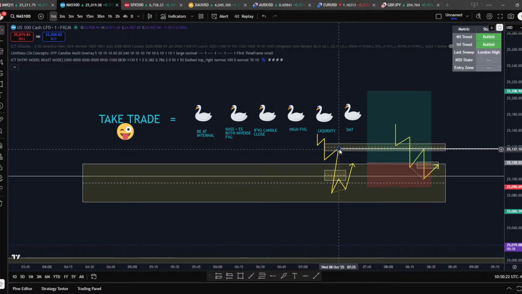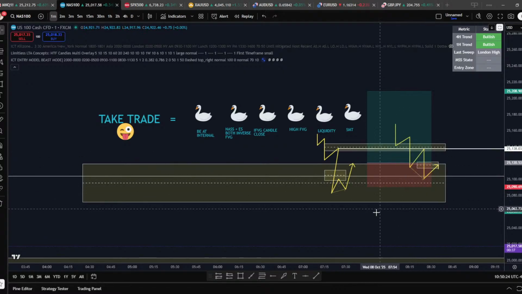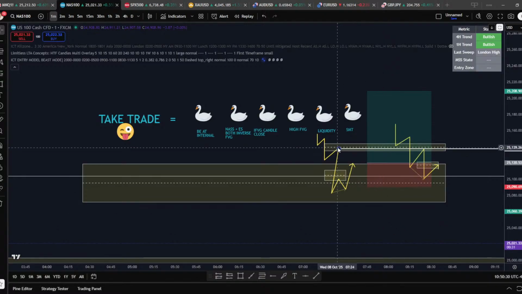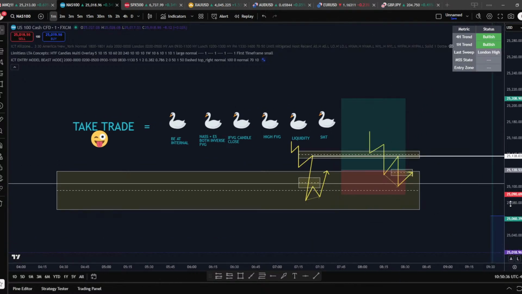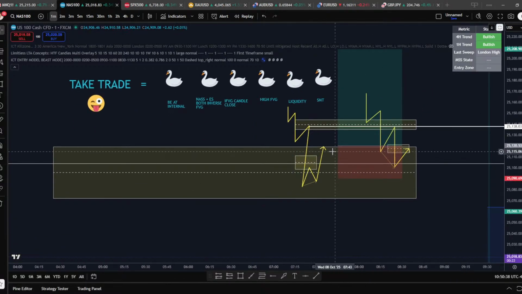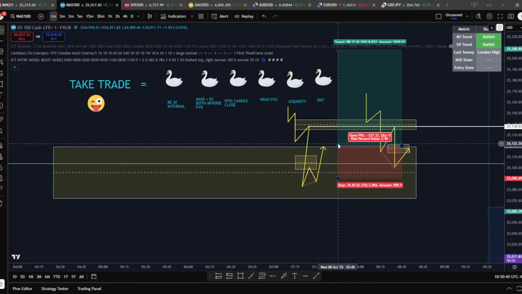Okay, so if this candle closes above this square, which is the fair value gap that we are targeting, and ES is doing the same thing, then surely we can go up to this internal liquidity and target that internal liquidity. And sure as nuts, sometimes you will lose.